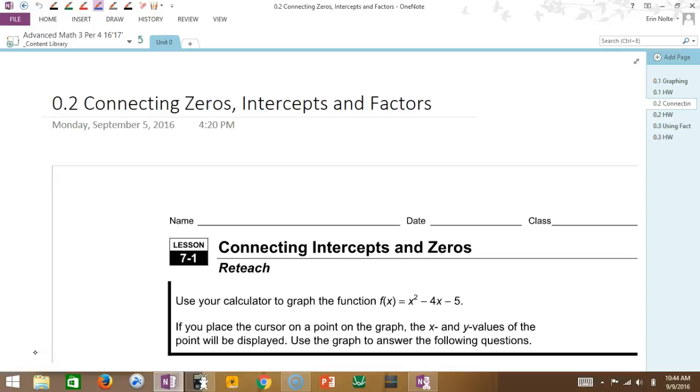Okay, so in this section we're going to talk about zeros, then we're going to talk about intercepts, and we're going to talk about factors. So three things we're going to talk about today.